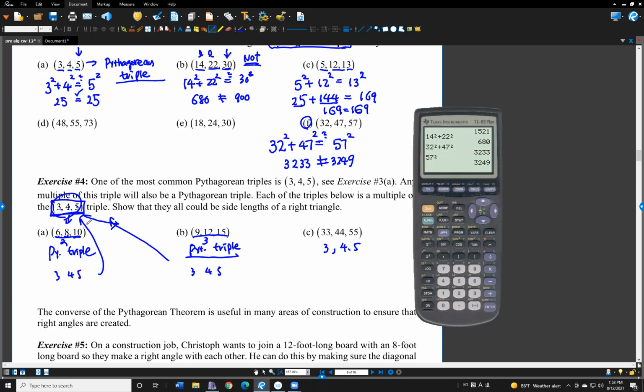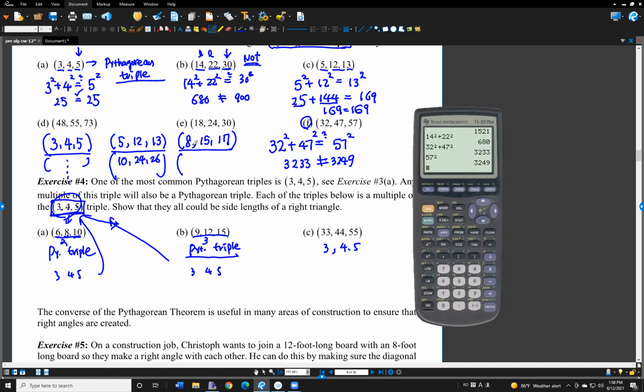A very popular Pythagorean triple is what? 3, 4, 5. The next one is 5, 12, and 13. The next one is 8, 15, 17. This is a popular Pythagorean triple family. When you make 2 times 3, 4, 5, it's the same group. This also, times 2 is 10, times 2 is 24, times 2 is 26. This is also the 5, 12, 13 group, a Pythagorean triple.